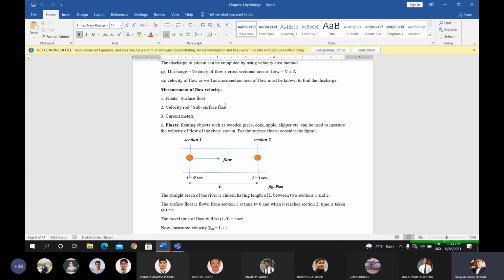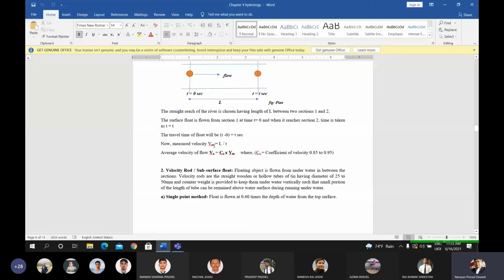Then you can find the velocity of flow by the total length between the sections divided by the time of flow of the float from section 1 to section 2. Then the velocity of flow is measured. This is the measured velocity. For the actual or average velocity of flow, this measured velocity is multiplied by the coefficient of velocity. The coefficient of velocity may be taken as 0.85 to 0.95.